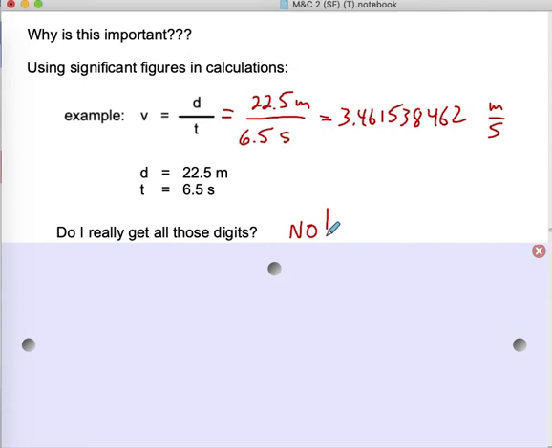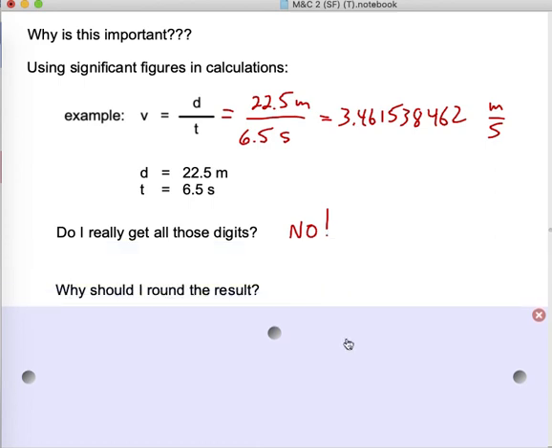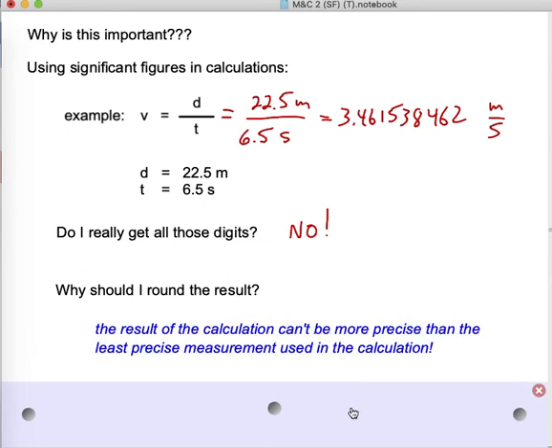Now, do you really get to keep all those digits? Absolutely not, okay? You started with measurements that had 2 and 3 significant figures. Are you going to tell me your result really has 1, 2, 3, 4, 5, 6, 7, 8, 9, 10 significant figures? No. You need to round the result because, and here's the important idea, the result of the calculation cannot be more precise than the least precise measurement used in the calculation. So here's how we would round that result.